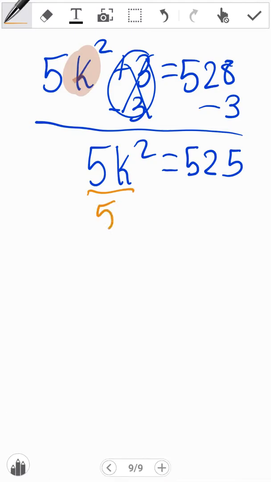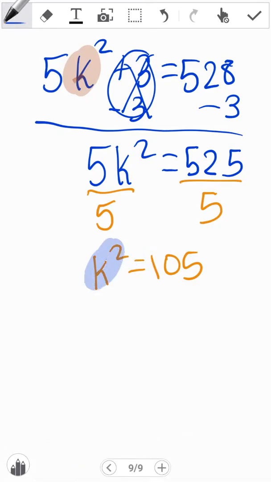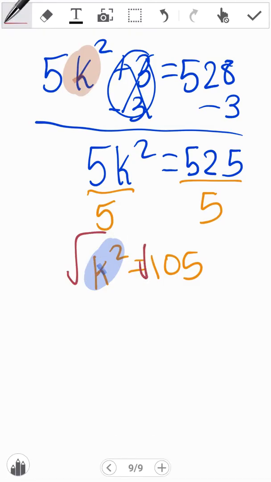So I've got to divide by 5, the value I want to get rid of. 5 is a coefficient, so we need to get rid of that. So 525 divided by 5 is 105. k squared equals 105. Again, my square is by itself, so that means I get to go to the square root. So I'm going to square root both sides. The square root of k squared is k, plus or minus the square root of 105.